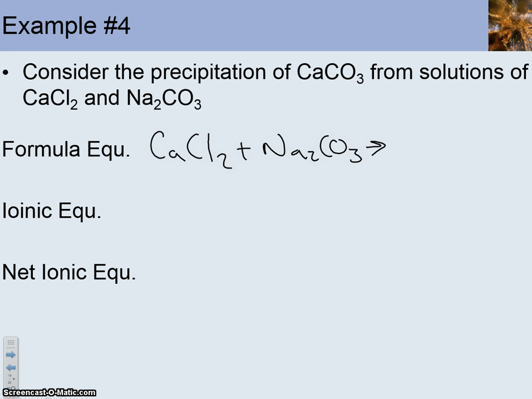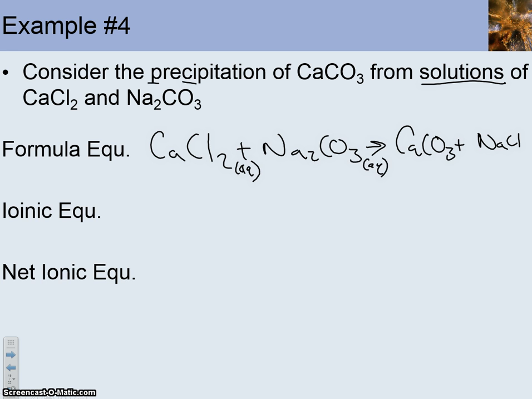It's going to be a double replacement. We know one of the products is going to be calcium carbonate, and the other one's going to be sodium chloride. And we got our formulas. These are our correct formulas. We've got a +2 and 2 -1s, and a +1 and a -2. And since these are solutions, we assume that these are aqueous.